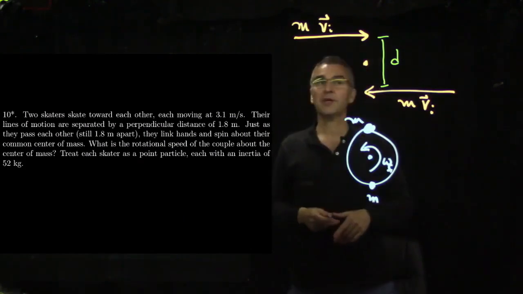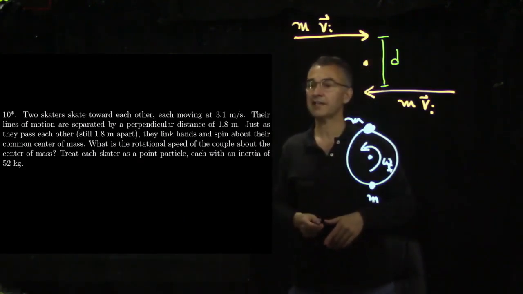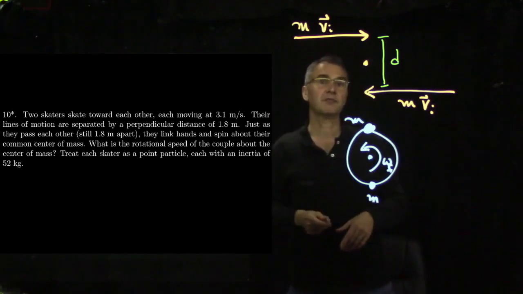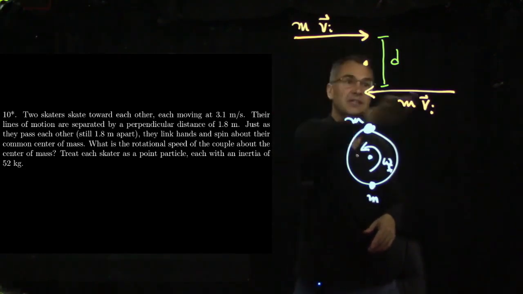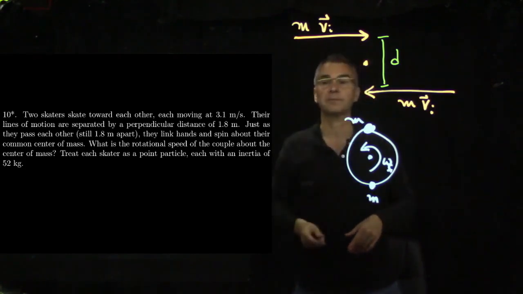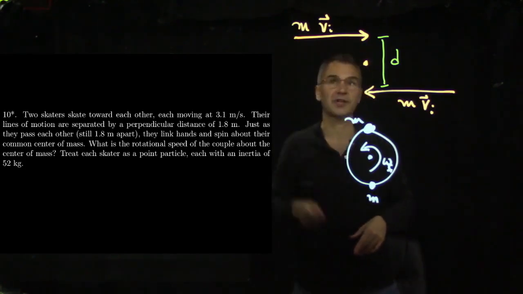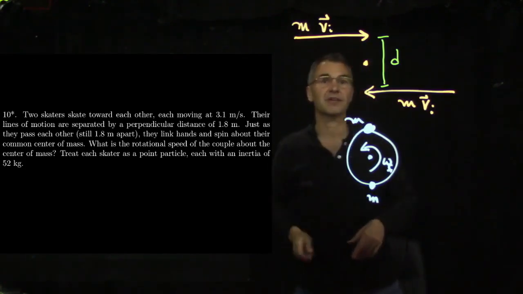other is d. Just as they approach each other, still a distance d apart, they link hands and spin about their common center of mass. Finding their common center of mass in this case is relatively easy because they have the same mass as one another, so their center of mass is just the point in between them. So their center of mass is equidistant between the two skaters, since the two skaters are contrived in this case to have the same mass as one another.